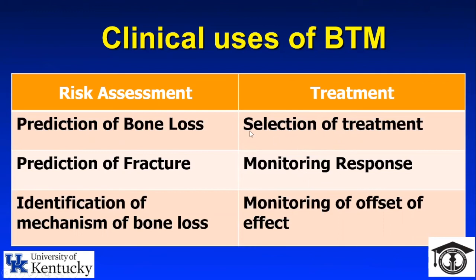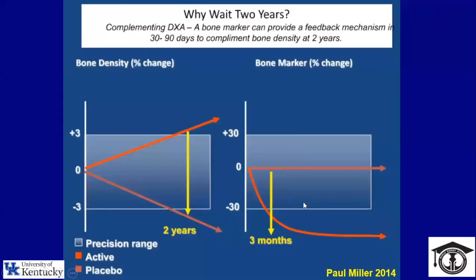This use of BTMs doesn't only help to choose the right, precise and proper treatment, but also to monitor the response. Because if you want to repeat the DEXA, you don't repeat the DEXA in 6 months. You need at least a year or 2 to repeat DEXA. But you can use this non-invasive biomarker to monitor the response, to see if the markers of bone formation are improving or bone resorption is going down, and also to monitor the offset of the effect after stopping the medicine.